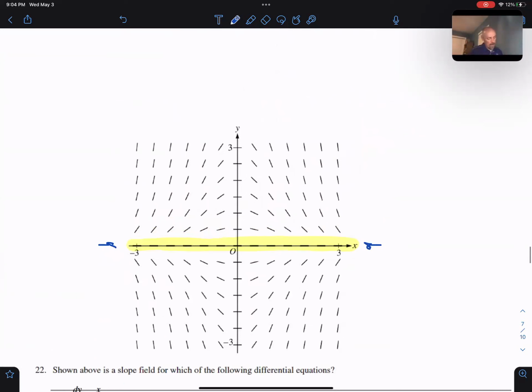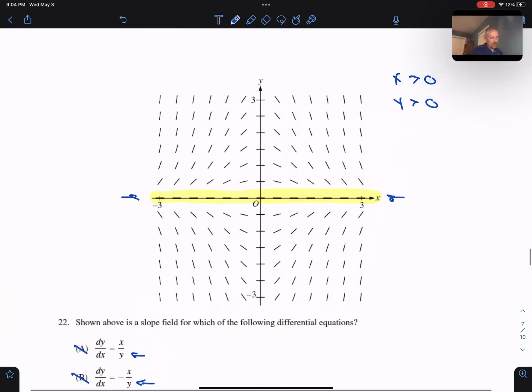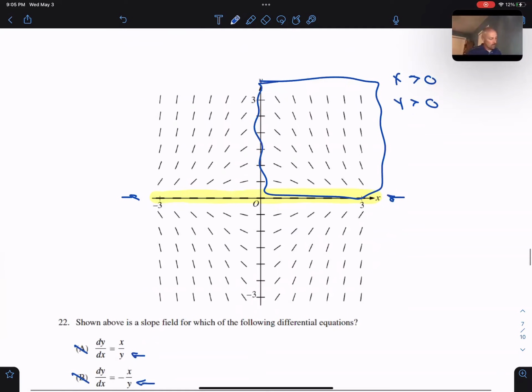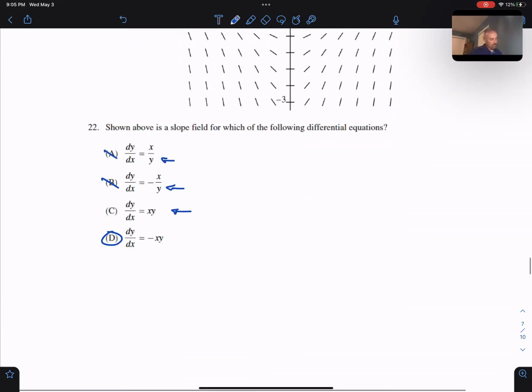Now I'm going to look quadrant by quadrant. In the first quadrant, x is positive, y is positive. So if I look at this one, x times y, I'd expect a positive times a positive. I would expect to see right here in this quadrant tangent lines with positive slopes. They don't have positive slopes. They're all negative slopes. So I'm going to take that one. That's my answer. Okay.